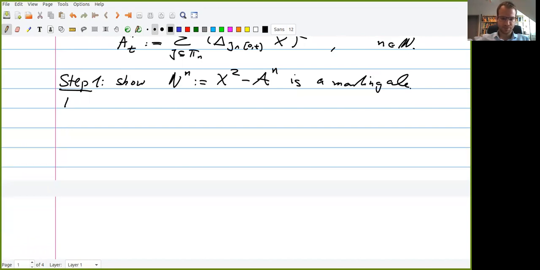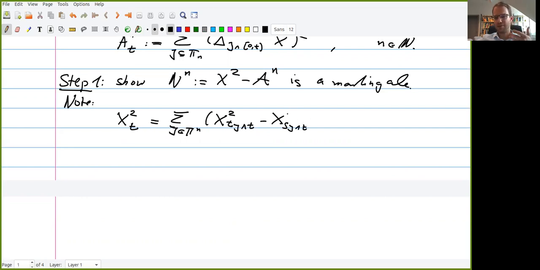How do we see this? Right, so we use a telescoping sum argument to express x at time t to the power 2 along the sequence pi n. And then, okay, let's normalize it to t, but you cut off the moment you're bigger than t. So all summands which are bigger than t, they disappear. Right? This is a telescoping argument.